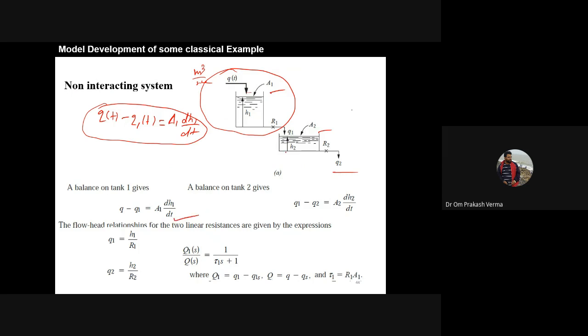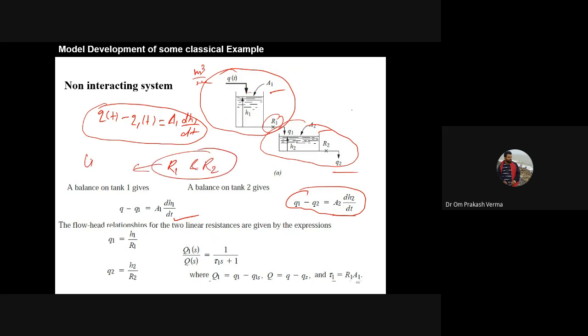In a similar way, we can write the equation for the second tank. Q1 in minus out is equal to A2 dH2 by dt. Q1 minus Q2 is equal to A2 dH2 by dt. Now, we already know R1 and R2 are linear valves with linear characteristic. So we can write Q1 is equal to H1 by R1 and Q2 is equal to H2 by R2.